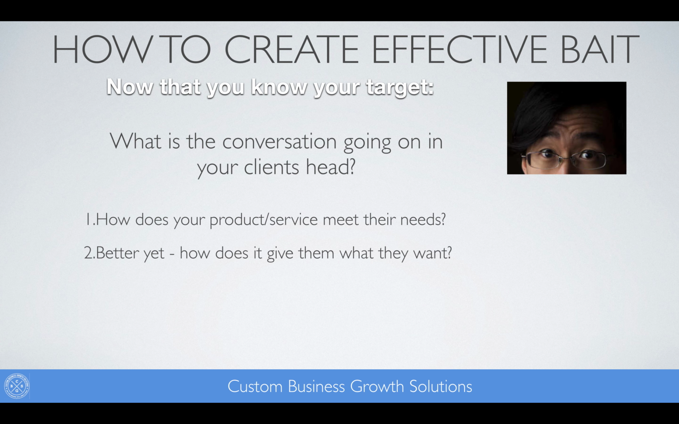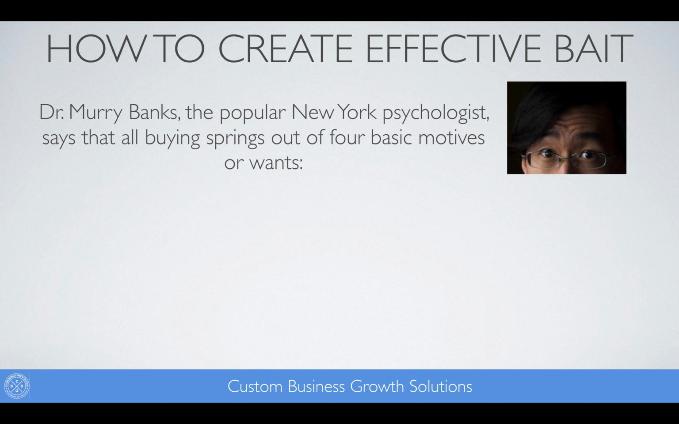So how does your product or service give your ideal client what they want based on the conversation that's going on in their head? And then what is the end result that they want from your product or service? Okay, what does it do for them? How does it improve them? How does it solve their problems or their needs? And so one of the things I want you to kind of understand is Dr. Murray Banks, who's a psychologist that's really popular. She says that all buying springs out of 4 basic motives or wants. And I've heard this in lots of different ways, and this is just kind of a good summary for you. But everybody wants these 4 things.